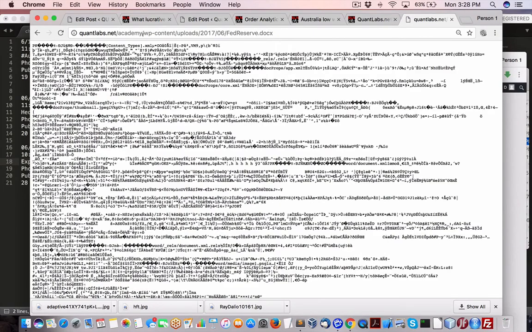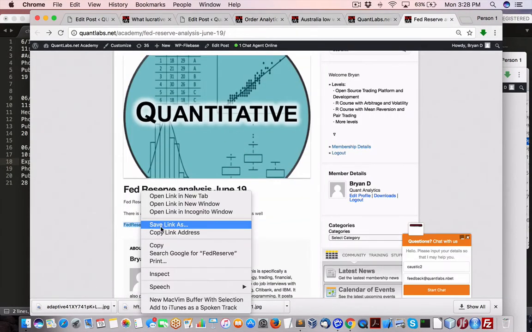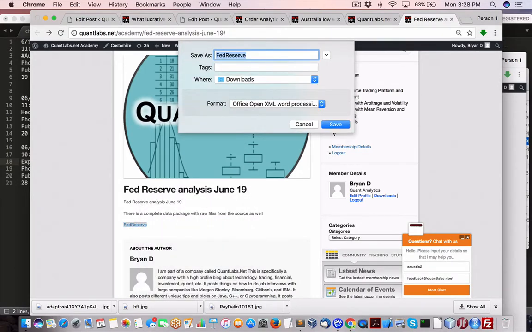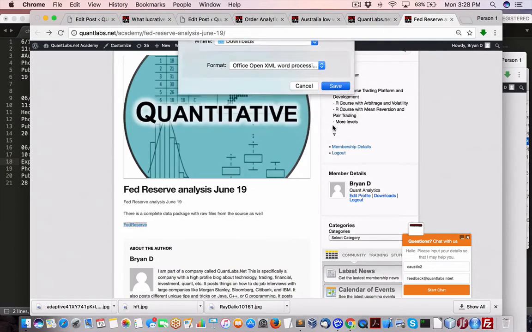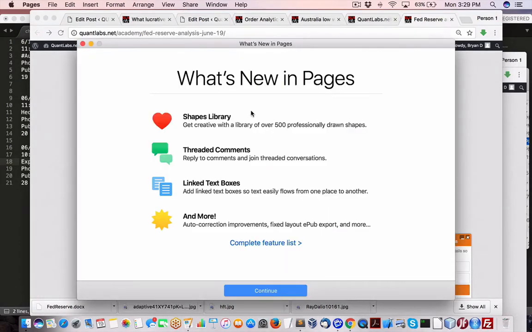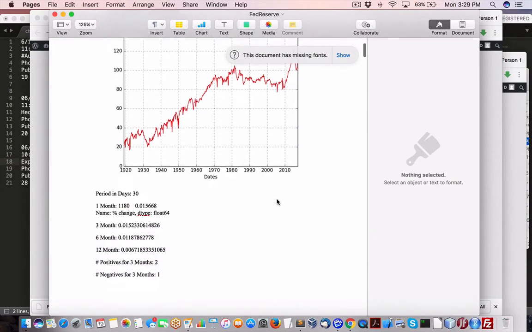Now, if you download this, you can see it's a document, so I'll probably have to do it this way. Right click, save link as. I'm in Chrome, so I'm going to download it to my download section and open her up. Now hopefully it'll automatically load up; in my case I'm using Apple Pages. So this is the report that we're looking at.